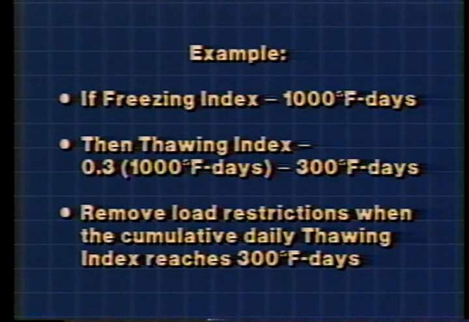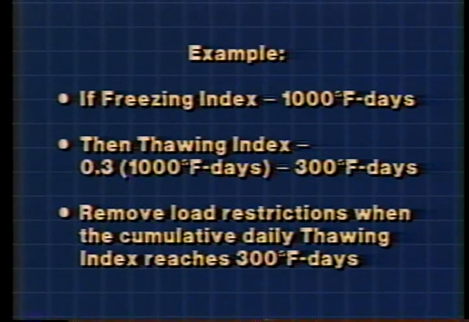For example, if the preceding winter's freezing index is 1,000 degree Fahrenheit days, then the associated thawing index is about 300 degree Fahrenheit days. To use this number to calculate when to remove load restrictions, add each day's thawing index, one day to the next, beginning with the start of the thawing period. When the cumulative daily thawing index equals the predicted thawing index, you may consider removing the load restrictions. For our example, the day the cumulative thawing index reaches 300 would be the day you could remove the load restrictions.